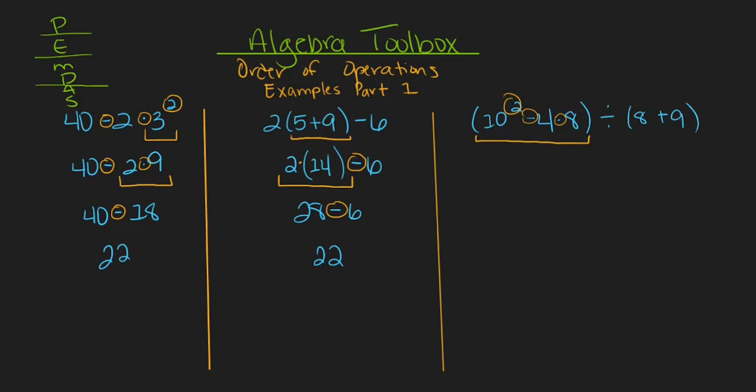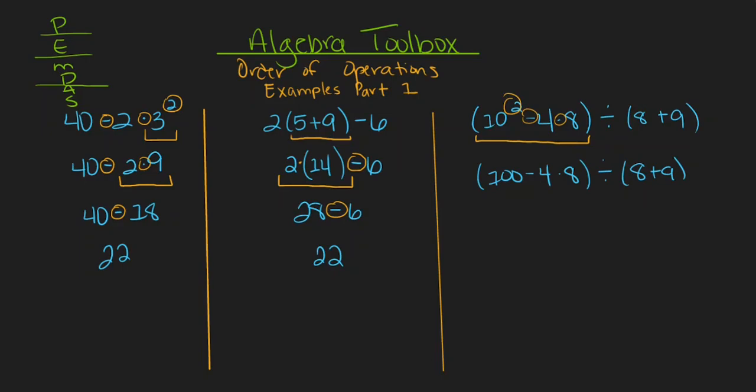There are still other operations within these parentheses though, so I can't remove the parentheses yet, but I can turn the 10 squared into 100. So I'll have 100 minus 4 times 8. And I can bring the rest of the expression down as well, divided by the quantity of 8 plus 9. I'm just not going to change this at all until I finish the first set of parentheses.